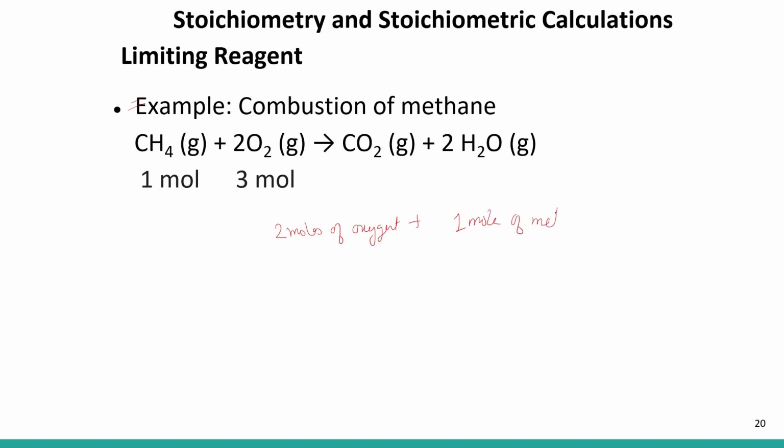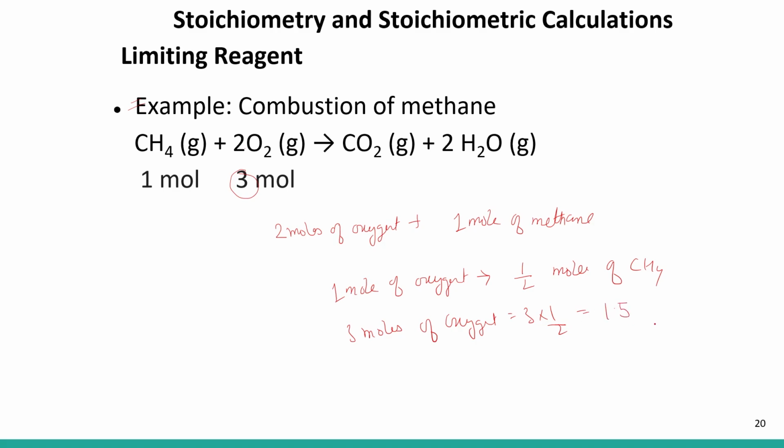So by the unitary method, you can say that 1 mole of oxygen reacts with 1/2 mole of methane, or CH4. But we are given 3 mole of oxygen. So 3 mole of oxygen will react with, we'll simply multiply, 3 into 1/2, which is 1.5 mole of methane.